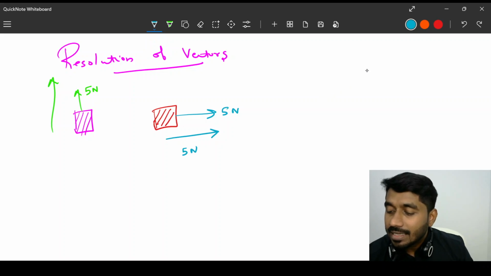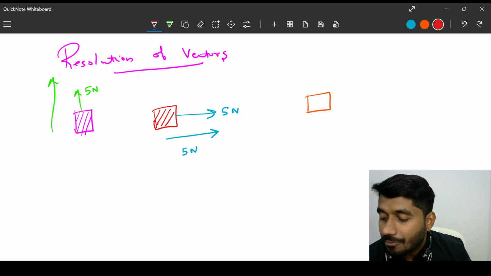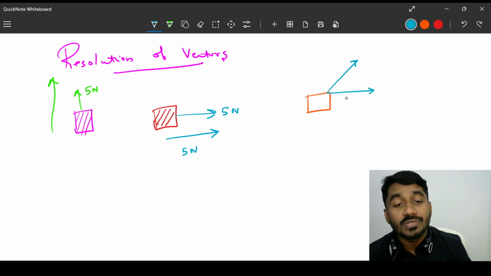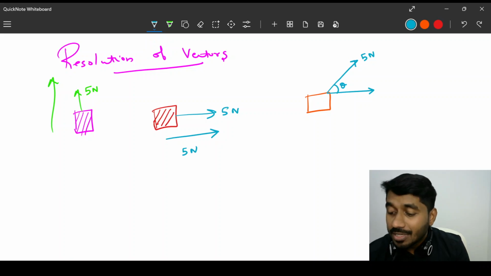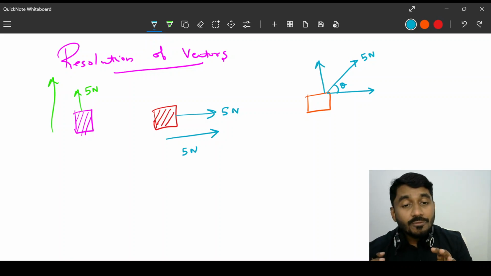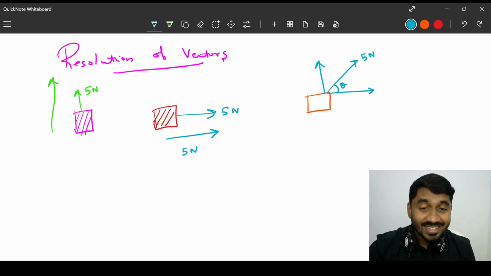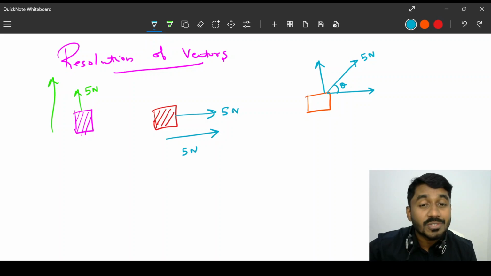But consider the same box, and I am applying a force at an angle, any angle theta with the horizontal. Clear? So here I am applying 5 Newton which makes an angle theta with the horizontal. Here the 5 Newton will not be the net force acting on that object. So this 5 Newton will be resolved into two. Here comes the concept of resolution of vectors.